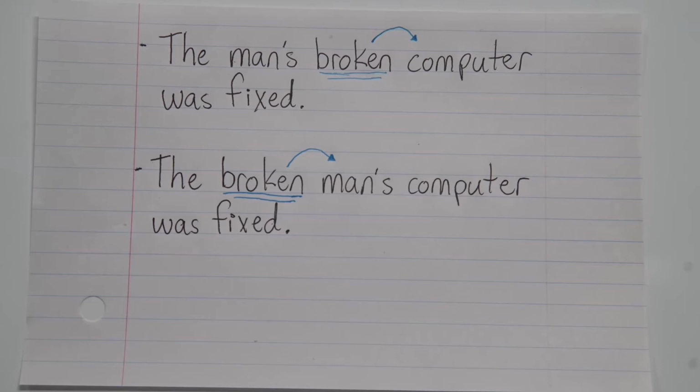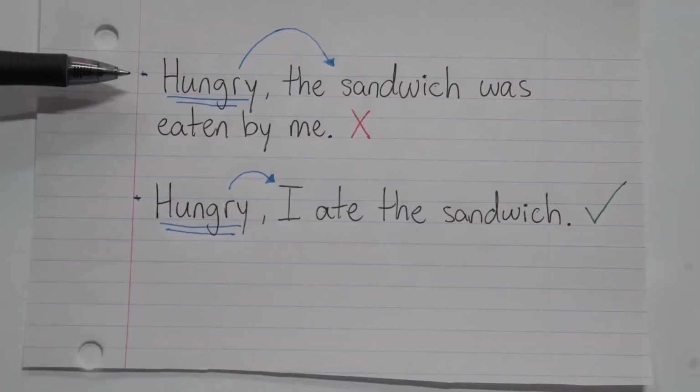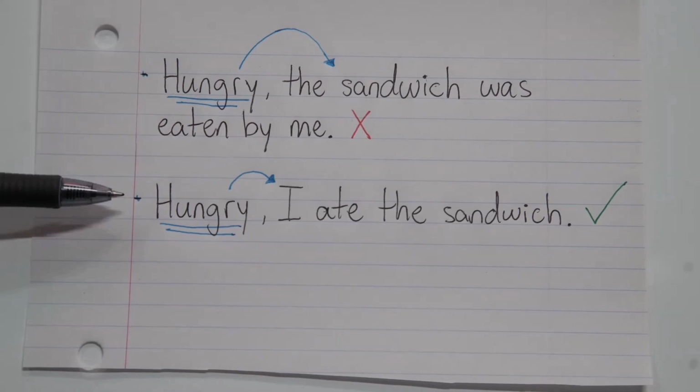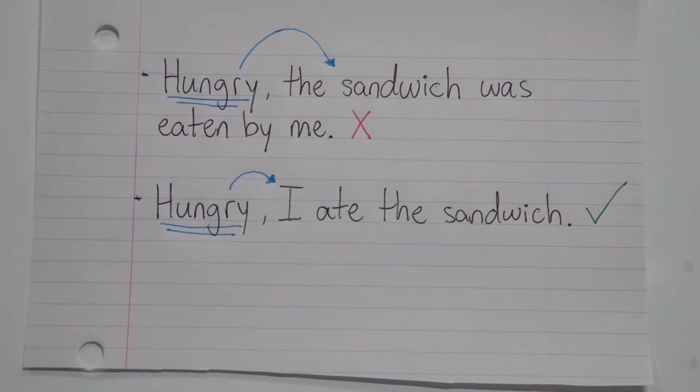The second common type of modifier error is what we call the dangling modifier, which would look something like this. Hungry, the sandwich was eaten by me. Versus, hungry, I ate the sandwich. Now, the modifier here is hungry, and it should modify the word or phrase right next to it.